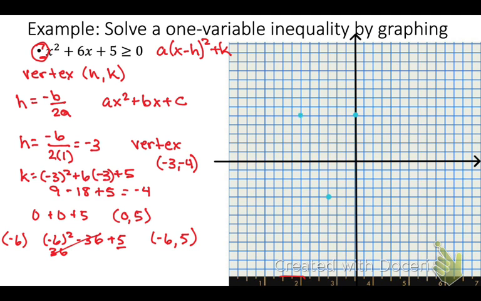So, am I ready to draw my parabola? Okay. Yeah. Solid or dashed? Solid. How do you know? Because it's an equal to. It's an equal to.